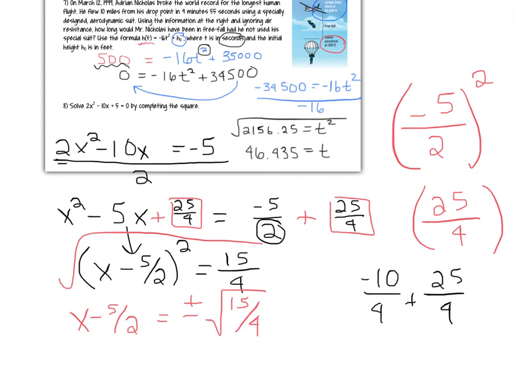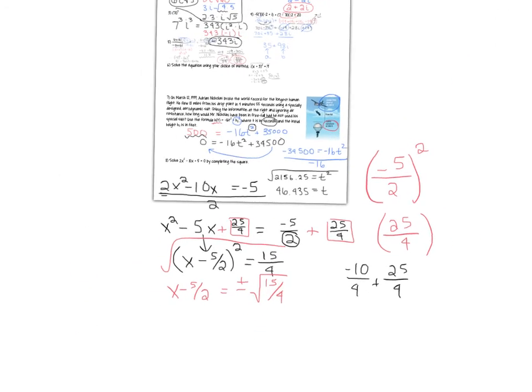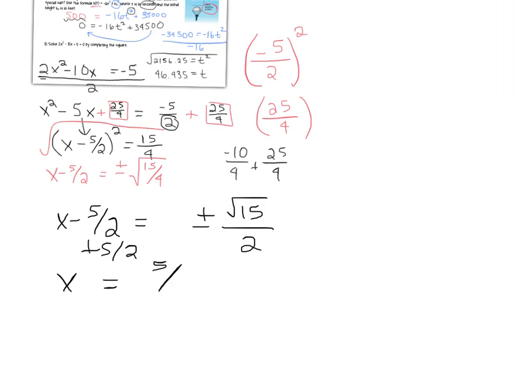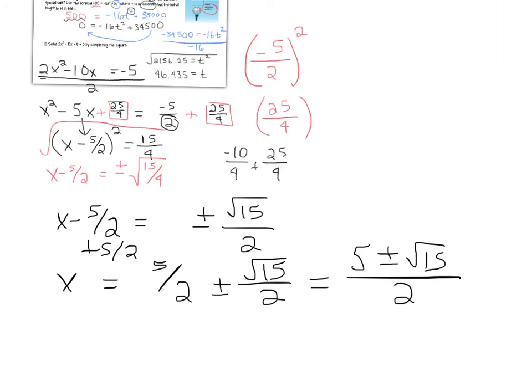Now, just like we did on the previous problem, we are going to be able to distribute our radical because we have division happening and there is no addition or subtraction. So we have the square root of 15 over, well, the square root of 4 is 2. So we have x is equal to, we're going to add 5 halves on both sides. So 5 halves plus or minus the square root of 15 over 2. And if you want to condense that into one expression, we're going to condense it like this.